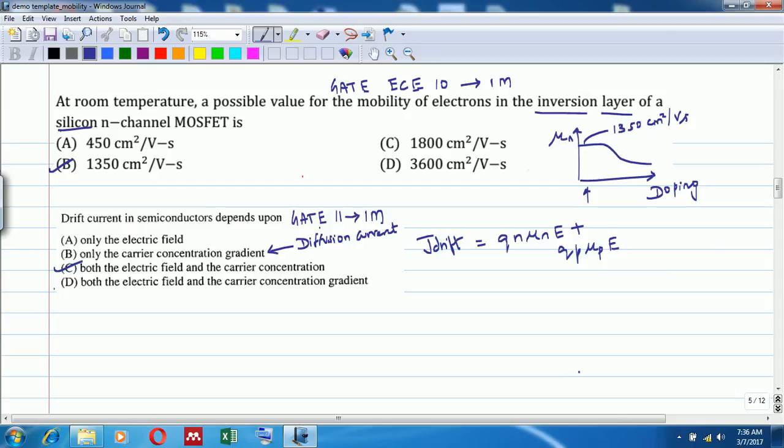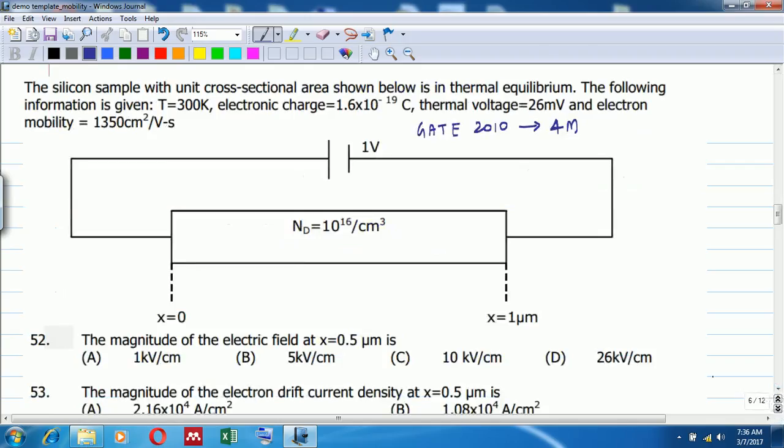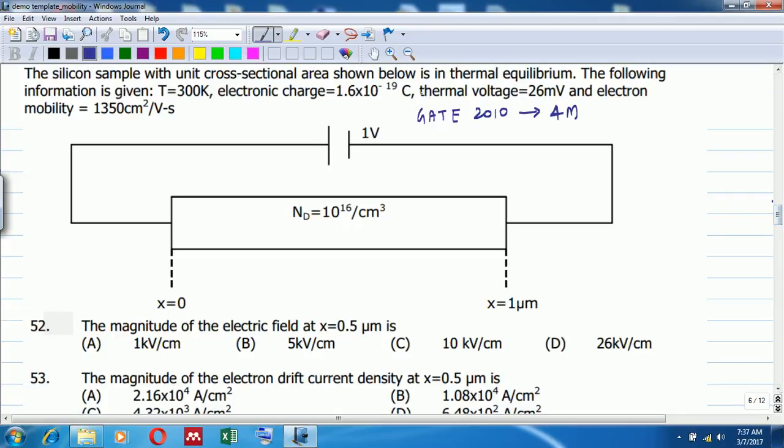So this question was asked in GATE 2011 for 1 mark. This was a linked question which was asked in GATE 2010. Each of the questions carries 2 marks. So there is a silicon semiconductor which is given, and the doping is known, and the other values are given. It has to calculate the magnitude of electric field at x equal to 0.5 micrometers. It has to calculate the value of the electric field.